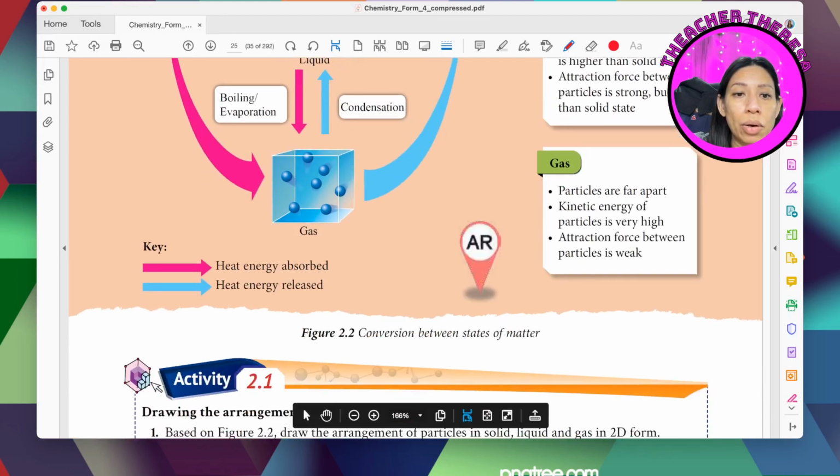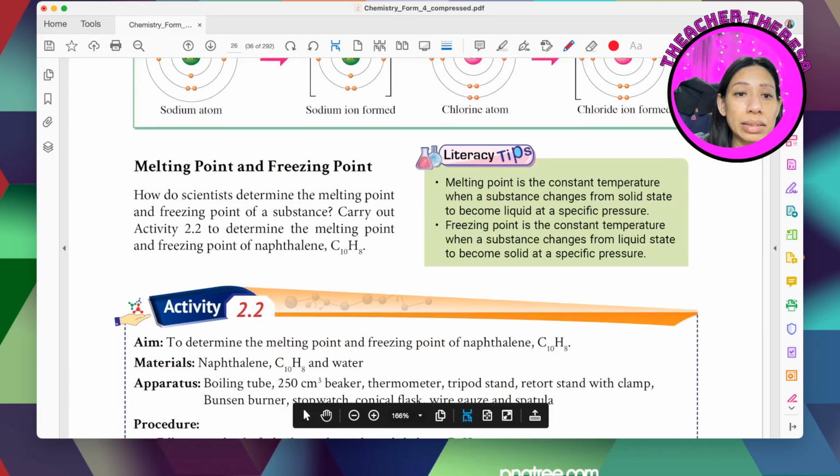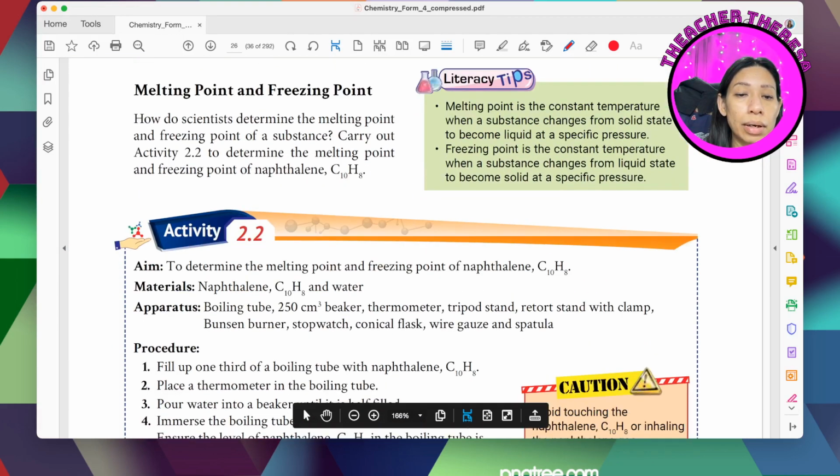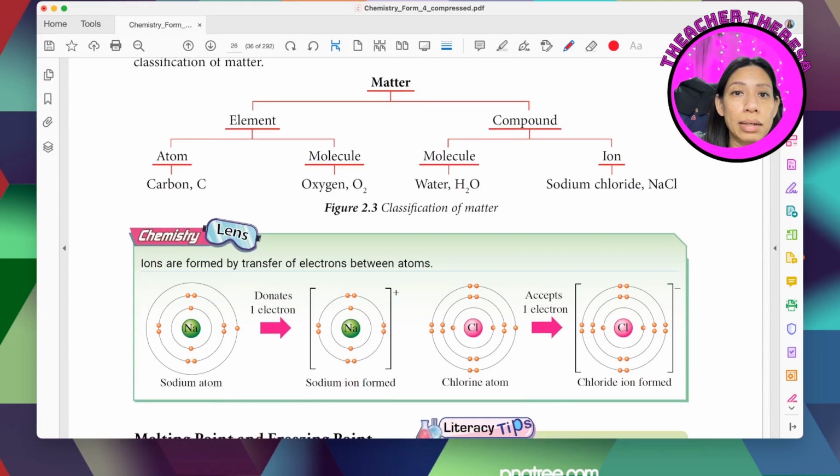All right. Now, how do we further explain that particles actually undergo the change in matter? That means how do we explain the process is through experiment. Now, before I go to the melting point and freezing point, you need to know about matter. Now, matter can be divided into two categories or two groups. You have your element and you have your compound. So element is divided further into atoms and molecule, whereas compound is divided into molecule and ion.